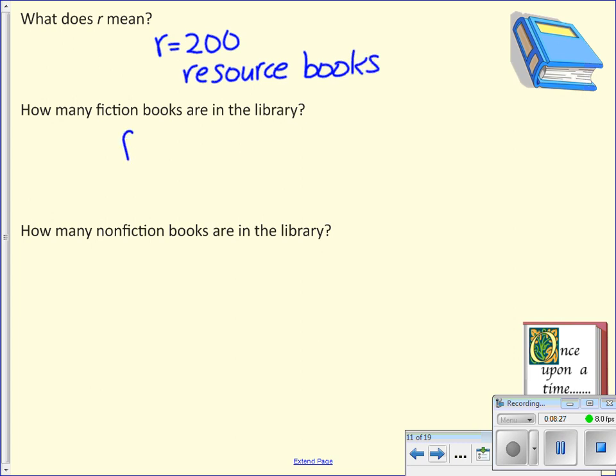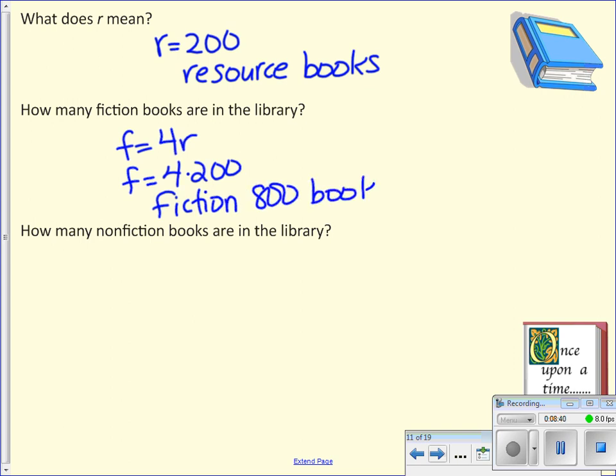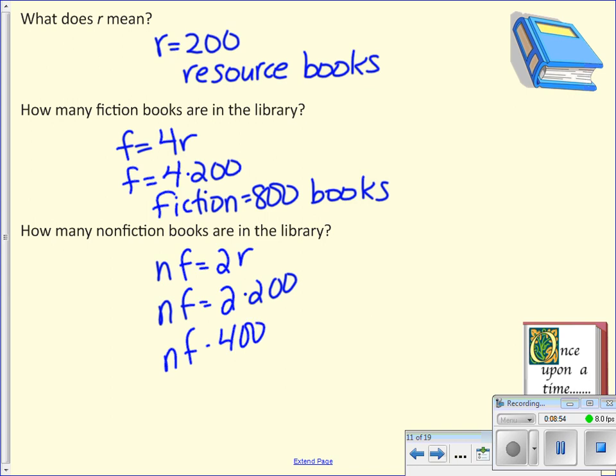So fiction was what? 4R. So 4 times 200. So my fiction is 800 books. My nonfiction books equaled 2R. So my nonfiction is 2 times 200. So nonfiction equals 400 books.